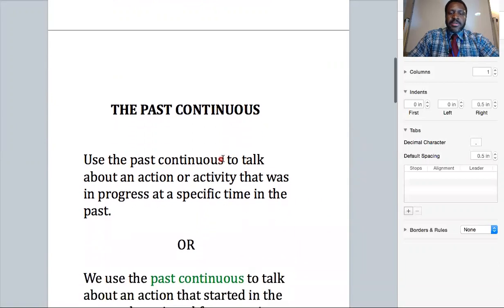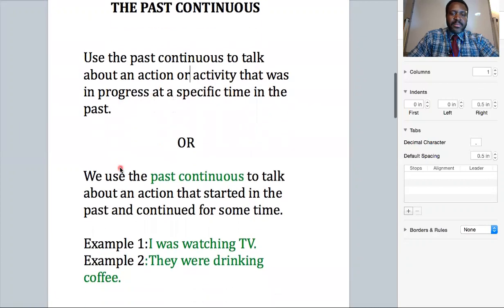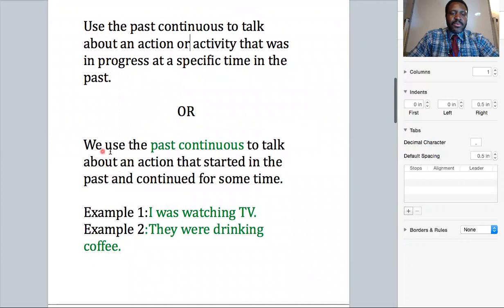Use the past continuous to talk about an action or activity that was in progress at a specific time or particular time in the past. Or we use the past continuous to talk about an action that started in the past and continued for some time or for a while.